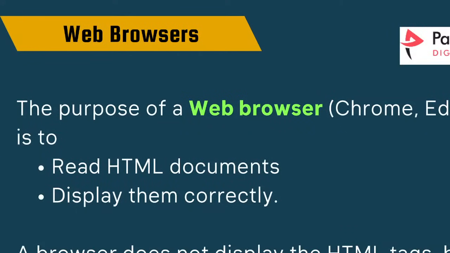Moving on to the next slide. Here comes the purpose of web browsers. The purpose of a web browser is to read HTML documents and to display them correctly. Whatever the web browser, Chrome, Microsoft Edge, Firefox, it is mainly used to read the HTML documents and to display them in the correct format. A browser does not display the HTML tags but uses them to determine how to display the document.